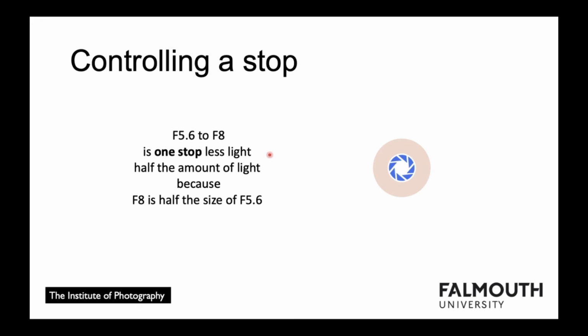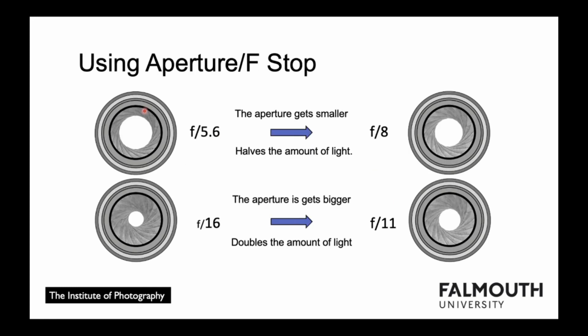And if I go to f-stop, aperture, if I'm using f5.6 and I go to f8, it's 1 stop less light. It's half the amount of light because f8 is half the size of f5.6. Now this is the hardest one to get on board with because these numbers don't seem to relate to each other. But trust me, f5.6 hole, f8 hole, the hole's getting smaller, it's actually letting in half the amount of light. And f16 to f11, that hole is double the size, so it lets in double the amount of light.